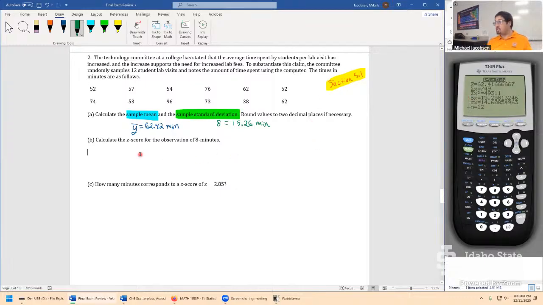So next we're calculating the z-score for an observation where someone showed up for just 8 minutes of computer use. That's going to be a very negative z-score because the mean is 62 minutes. And the standard deviation is pretty decently sized, but it's kind of small relative to the mean as well.